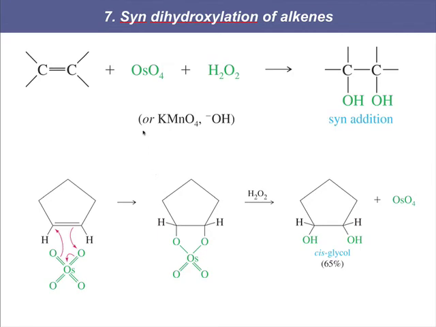If you have a hard time keeping straight what conditions you need to use KMnO4 in, just use OsO4 for the dihydroxylation of the alkenes. Again, using it on paper is fine. I don't care.